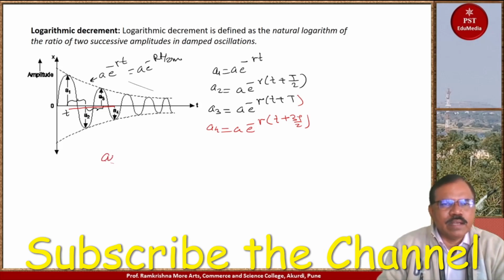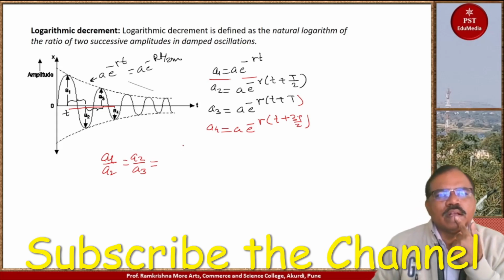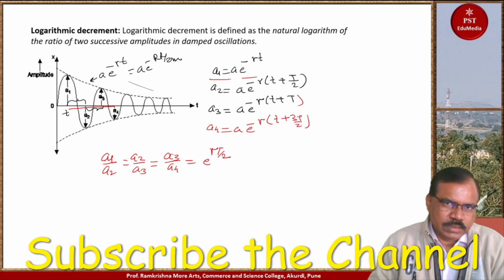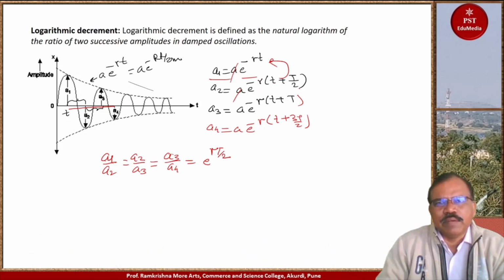And if we take a1 upon a2, so just take ratio of these two. Then a2 upon a3, then a3 upon a4, and so on, ratio of successive amplitudes. So if you calculate this, you will get e raised to gamma T by 2. Just take this one. If we take ratio, this one will get cancelled. This one will go up. So minus gamma t plus T by gamma t by 2. And if we find this, you will get this one.